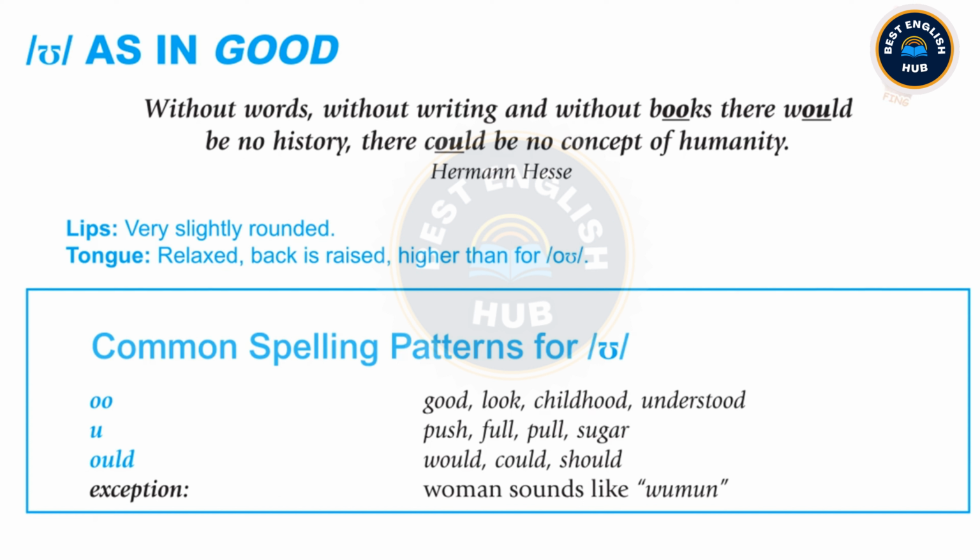Oo, as in good. The lips are very rounded and the tongue is relaxed. The back of the tongue is raised and slightly higher than for the O. The common spelling patterns for this sound are the double O, as in good, look, childhood, and understood; the letter U, as in push, full, pull, and sugar; OULD, as in would, could, and should; and the spelling exception is the word woman, which is spelled with an O.